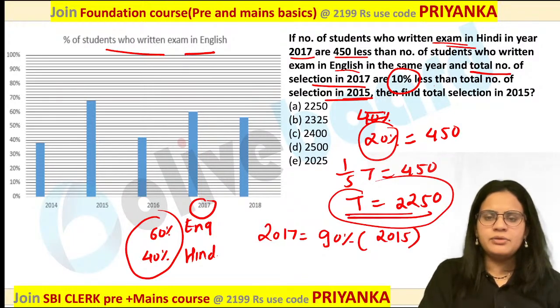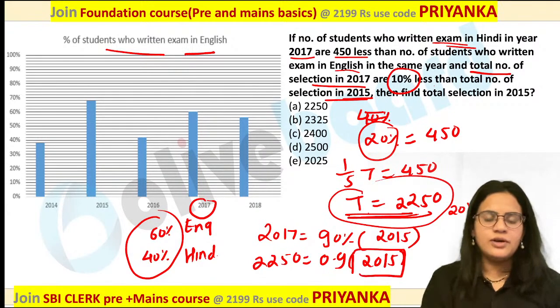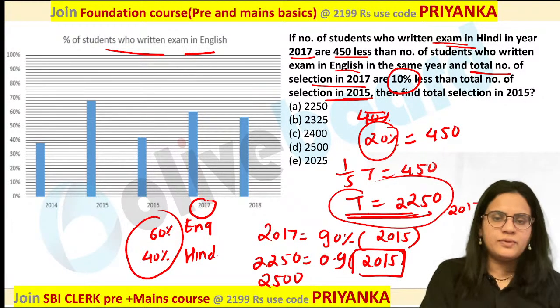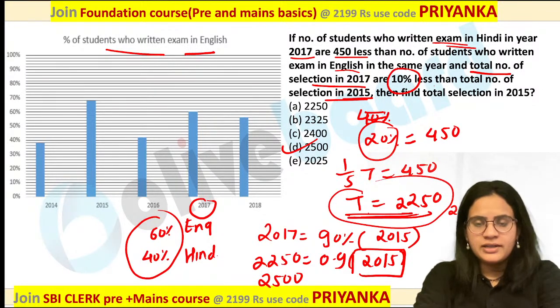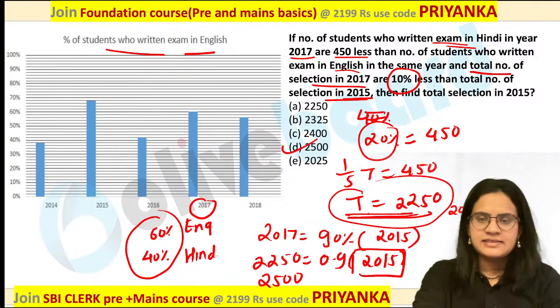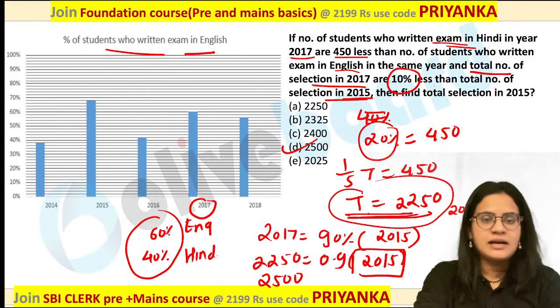Now you know the value corresponding to 2017. So can I directly write this as 2250 is equal to 0.9 times the 2015 data? So what would be the value? 9 2s are 18, 9 5s are 45, and 0, so 2500 would be the answer over here. Everybody is getting it? What was important in this is to realize the difference value is provided in your question. I think everybody got the answer. Really good question for your RBI assistant exam as well.